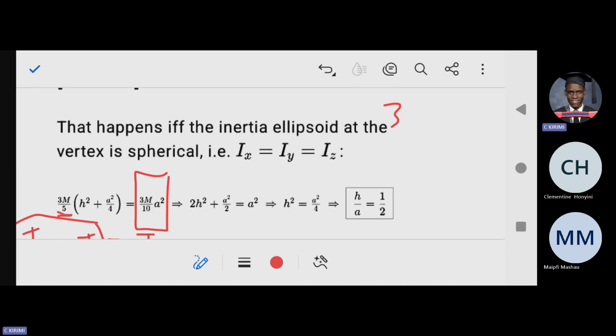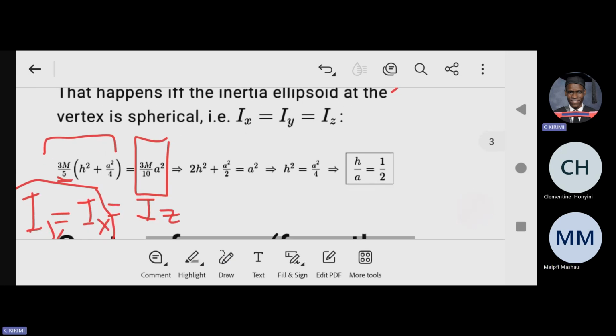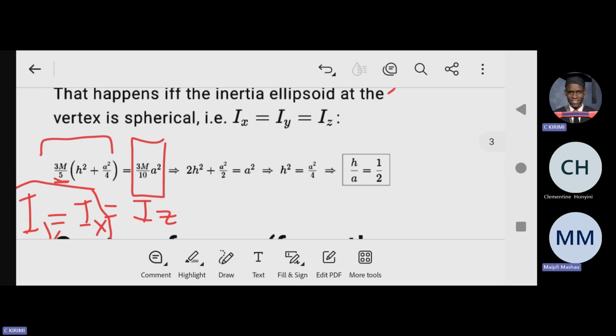Hello? Yes. Are you talking about the one that you obtained when you were doing moment of inertia with respect to the x-axis? Yes, to the x-axis is the one on the left, this one. This is the moment of inertia of the x and the y. Then you equate it to the moment of inertia in the z, the one that we got in the z, which is 3m over 10. Yes. So now you want to find a relationship.